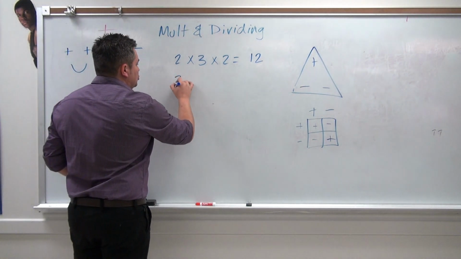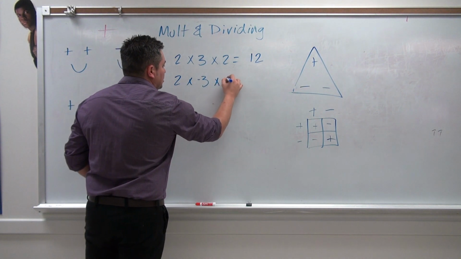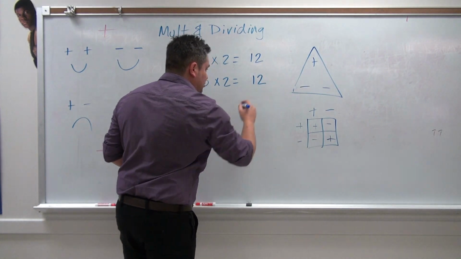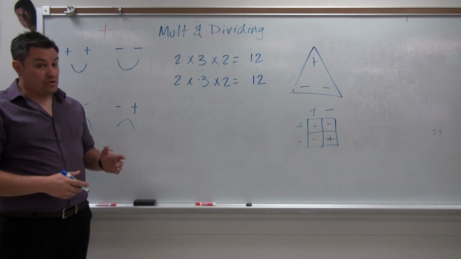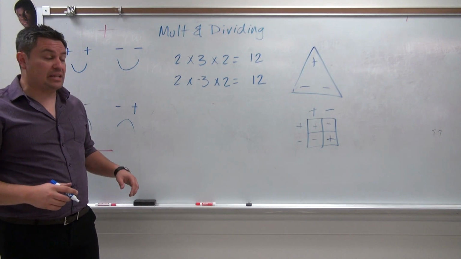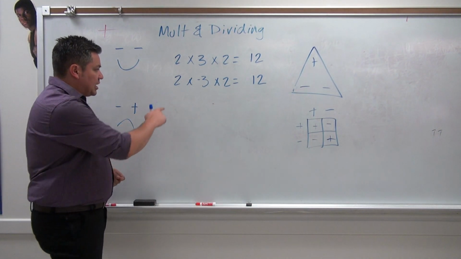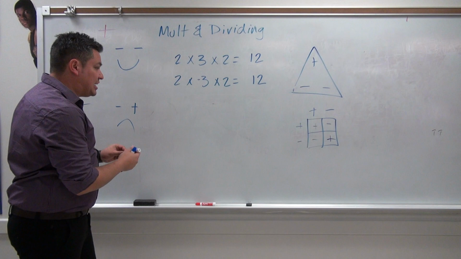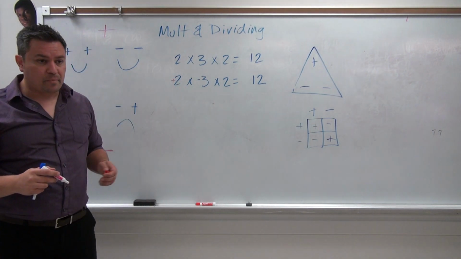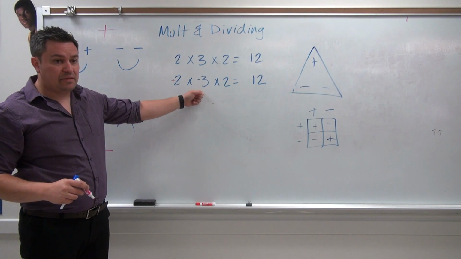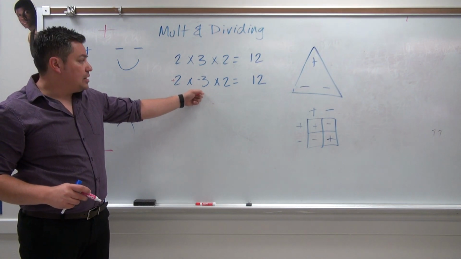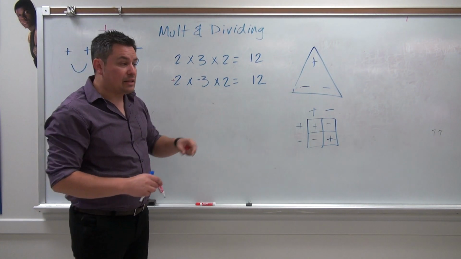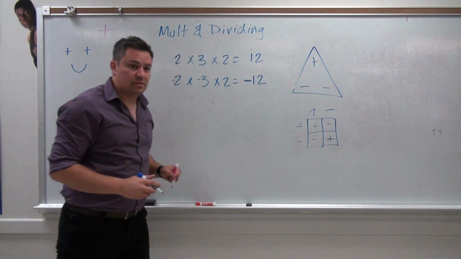But what if I have 2 times a negative 3 times 2? I still have the same numbers, and the number in the answer is going to be 12. But now, is it going to be positive or negative? How do we determine that? Is this positive or negative? Positive, because if it doesn't have a sign, remember, it's automatically positive. Positive times a negative gives you a negative. Now, a negative times a positive is going to give you a negative. So your answer is negative 12.